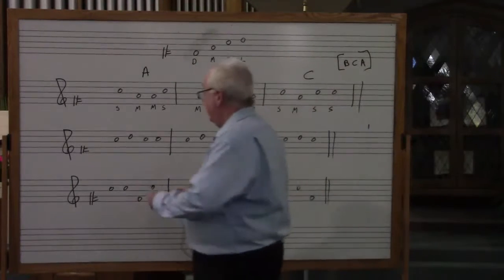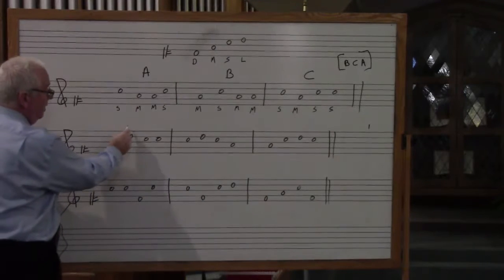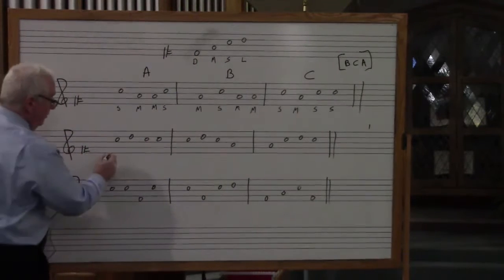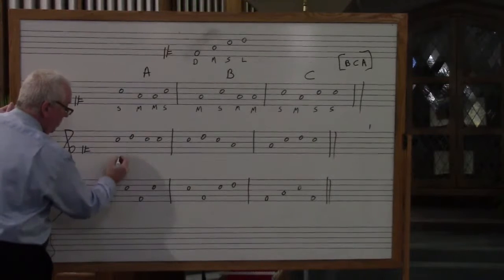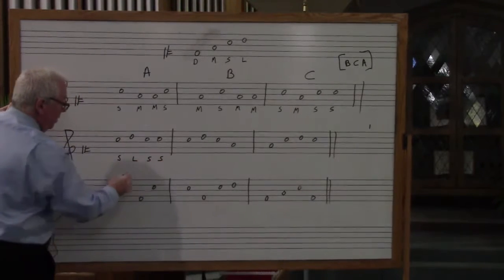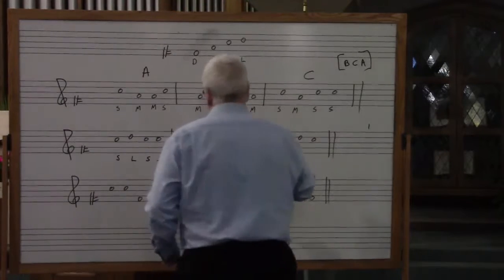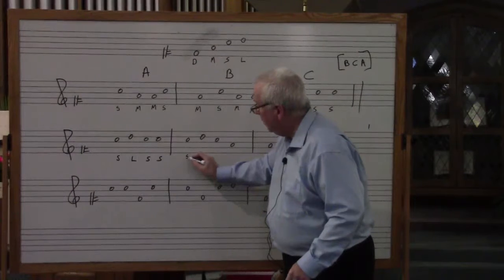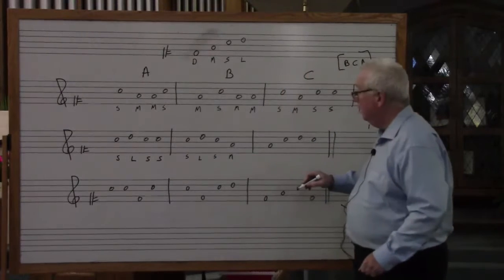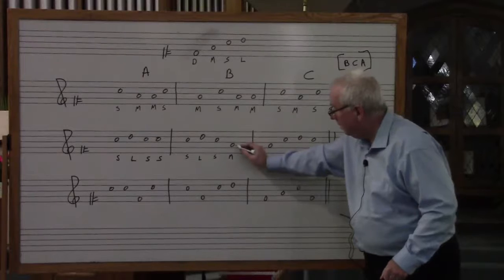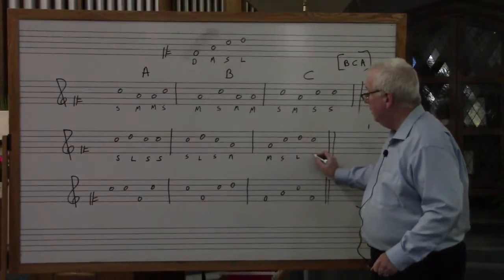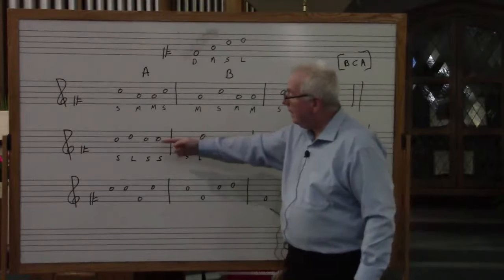Let's look at the second one we got today. We're still keeping it the same, except I added the note la. So let's name these. Do is a space note, mi, so. So, la, so. So, la, so, mi. Mi, so, la, so. All right, let's do the hand signs for this one.